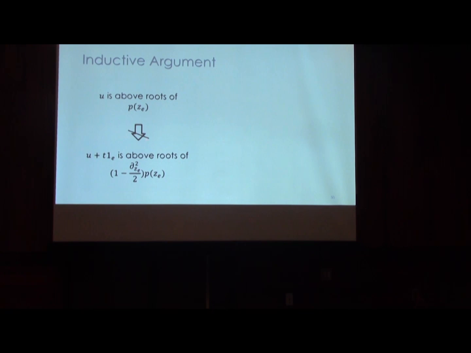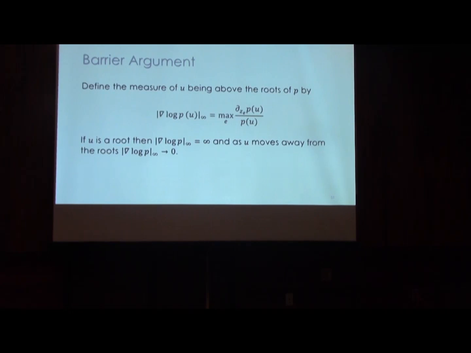Unfortunately, you can't derive such a statement. What you can derive is this relaxed notion: if u is well above the roots of a multivariate real stable polynomial, then you can shift that point by a little bit in the direction e, so that your point would still remain well above the roots of your polynomial. This notion of being well above the roots is going to be formalized by something that MSS introduced, which is the barrier function.